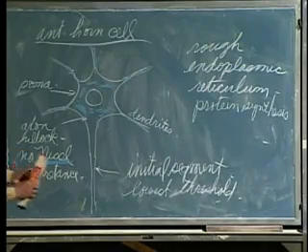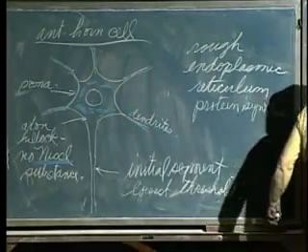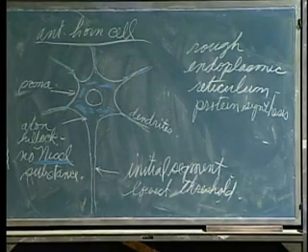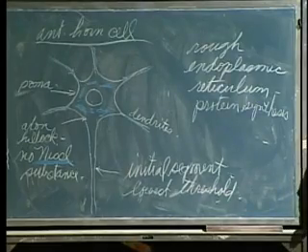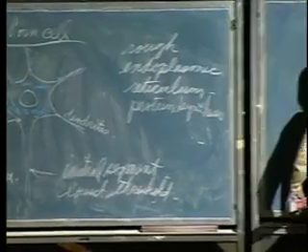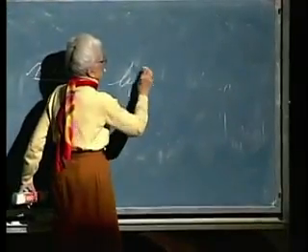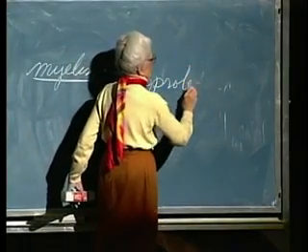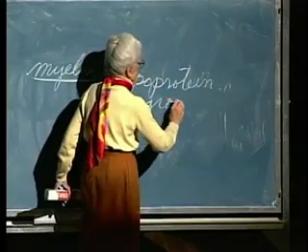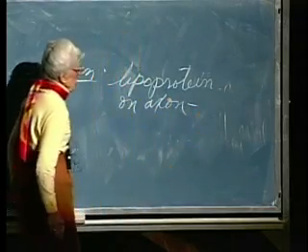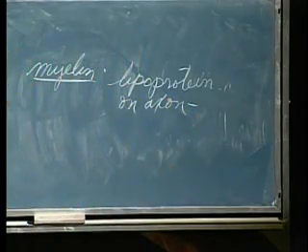Add myelin, because we've got our axon, and dendrites don't have myelin. Myelin, it's a lipoprotein sheath on the axon. And we'll see that the more myelin you have, the more rapid the impulse.